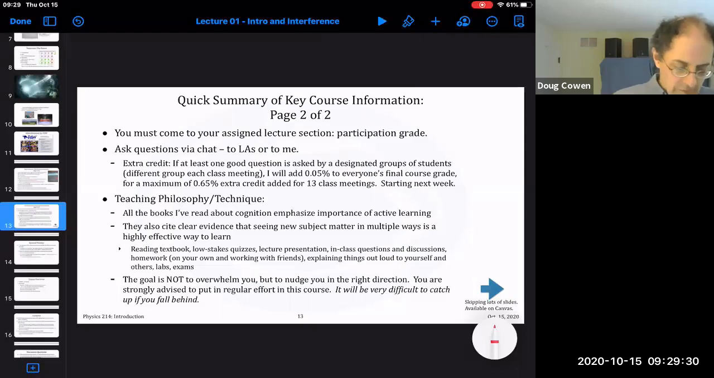I am also going to provide some incentive for asking questions in the form of extra credit. So if at least one good question is asked by a designated group of students, and that group will be different in each class meeting, I'm going to add 0.05% to everyone's final course grade, up to a maximum of 0.65% added to everyone's final course grade, because there are 13 class meetings. 13 times 0.05 is 0.65. And that'll start next week.